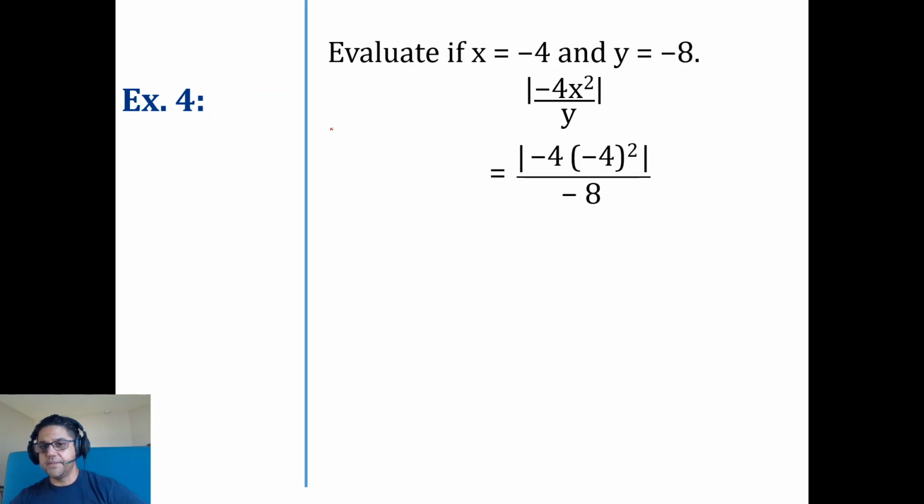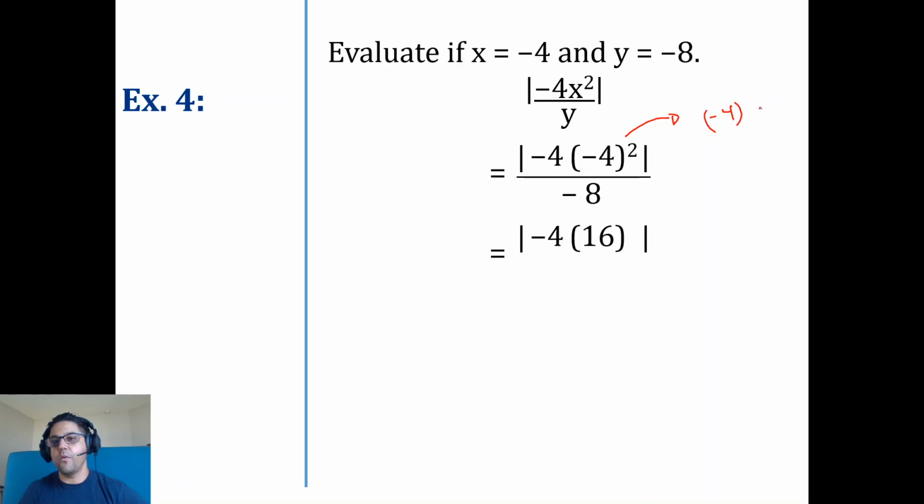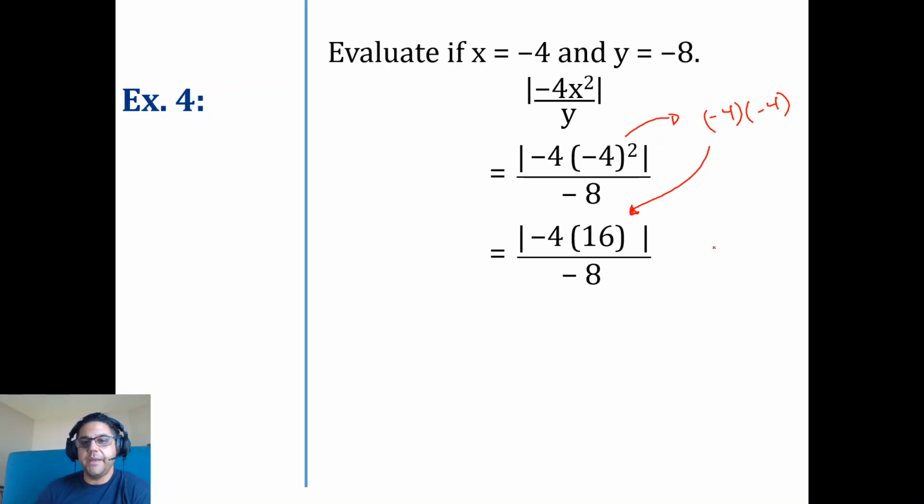So remember, the parentheses, I can't really do anything there, so I go to my exponents. I'm going to write it twice. Skipped a step. Remember, this means negative 4 multiplied by negative 4, and that's how I got the positive 16. So for the numerator, I've got a negative 4 multiplied by 16, which does give me a negative 64. The negative 8, remember, I keep that to just the very end.